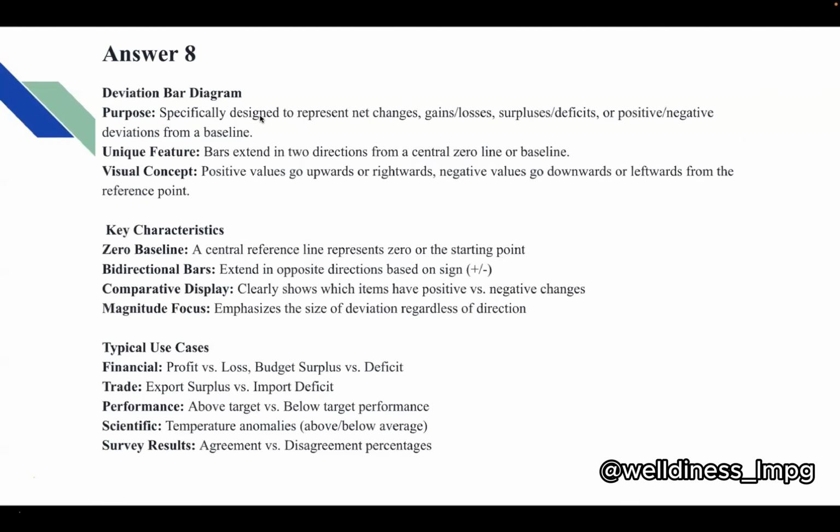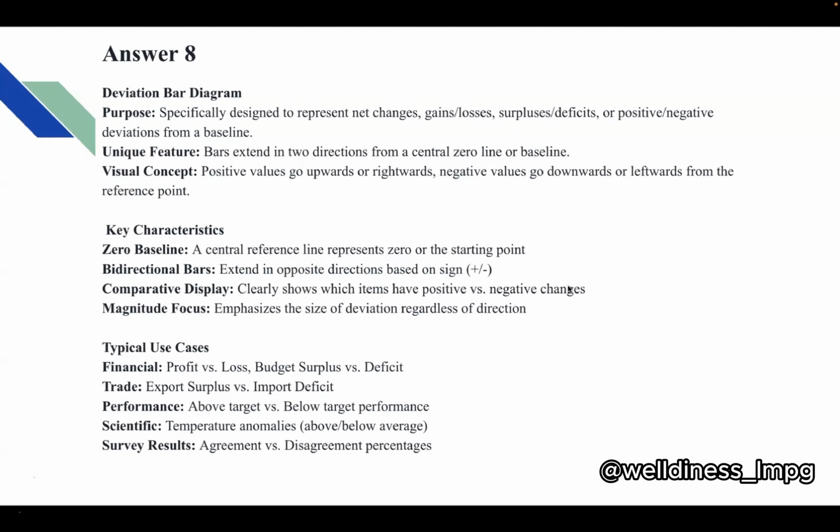So what is the purpose of a deviation bar diagram? Yeah. It is specifically designed to represent net changes, gains, loss, surplus. Have you forgotten that one that we used to show profit and loss? You can't remember the name. That one that we showed profit and loss when the person made sales, 1985, 1986, 1987, 1988. Hope you remember now.